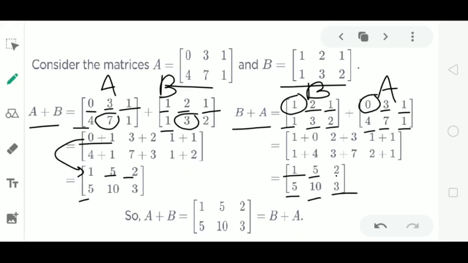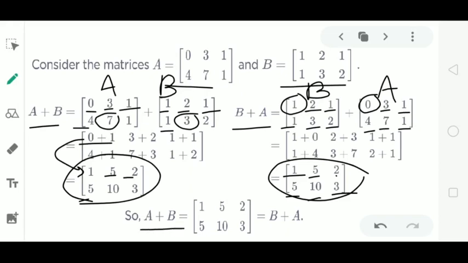Now observe the matrices A plus B and B plus A. Both have the same elements with the same position and the same order. Hence we say that here A plus B is equal to B plus A, which is satisfying the commutative property. Therefore, addition of matrices satisfies the commutative property.